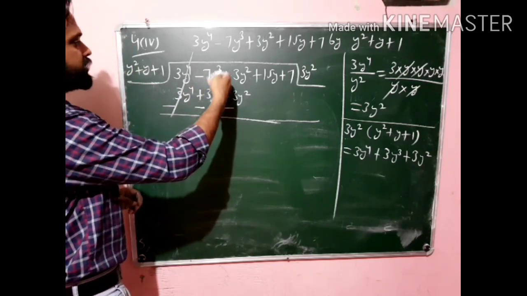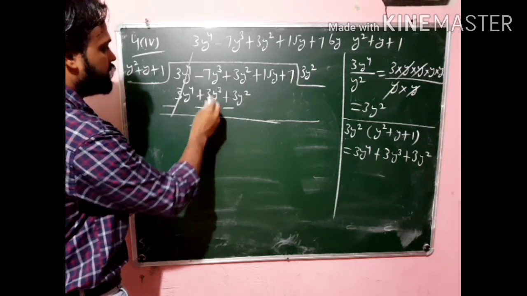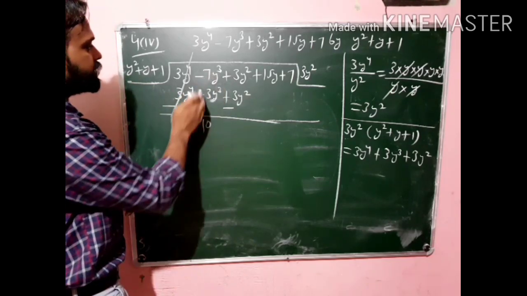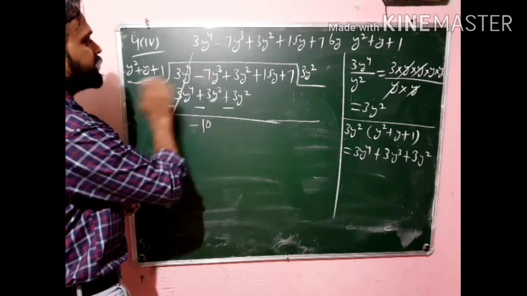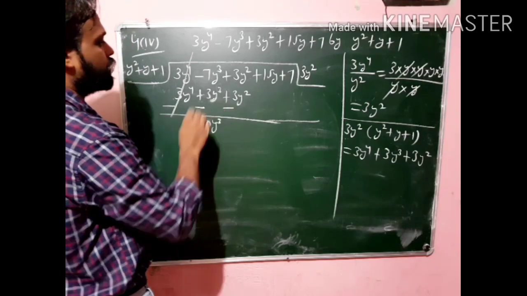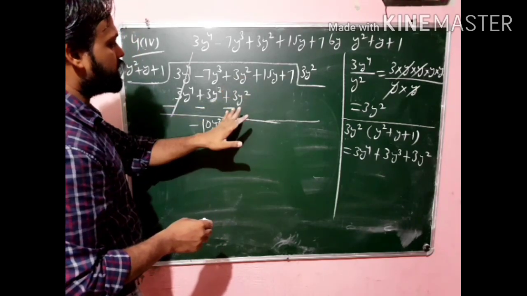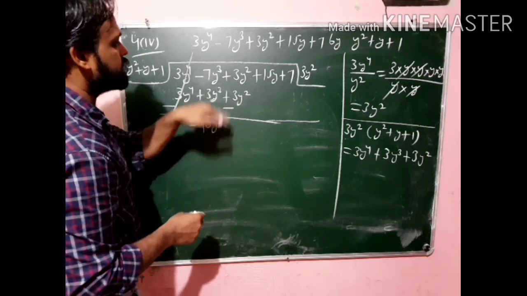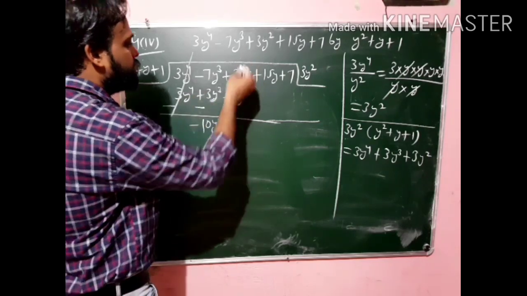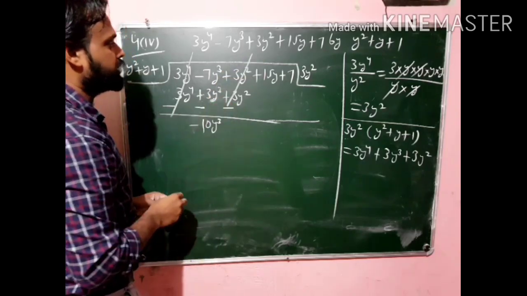So now you can see minus minus is plus, 7 plus 3 is of course 10, and the minus sign will remain here because the highest term has a negative sign, and this will become minus 10y cube. And in this case you can also see this 3y square and this 3y square are cancelled out with each other because both terms are the same and have opposite signs, so you can cancel them out like this.